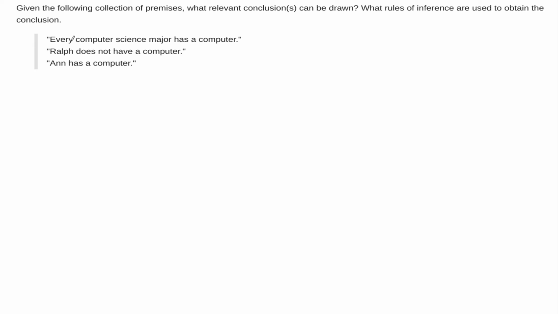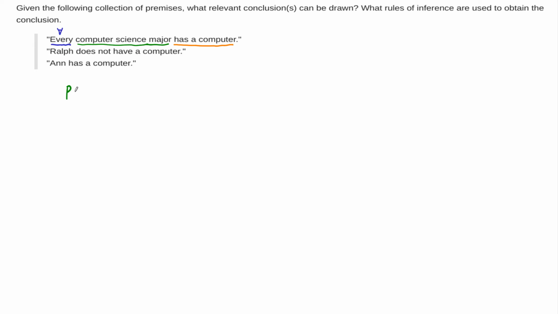This says that every, so this is going to end up being some kind of universal quantifier. So every computer science major has a computer. Alright, so I'm writing it like this because this is actually an implication, right? It says if a student is a computer science major, then they have a computer. And we can write this out in the following way.